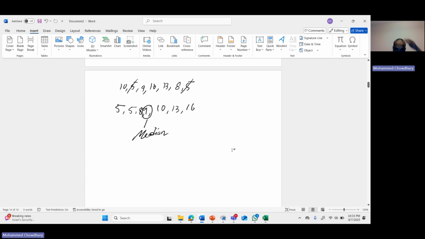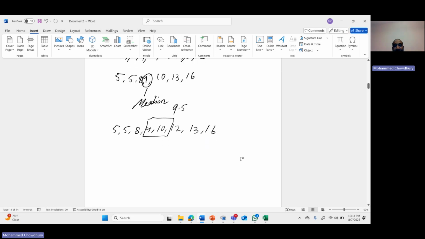Now suppose in a set of 7 observations, there is another observation equal to 12. In such a case, I have to arrange it: 5, then 5, then 8, then 9, then 10, then 12, then 13, then 16. So now there are 8 observations. That means you have to find the average of these two, which is equal to 9.5. That is the median.